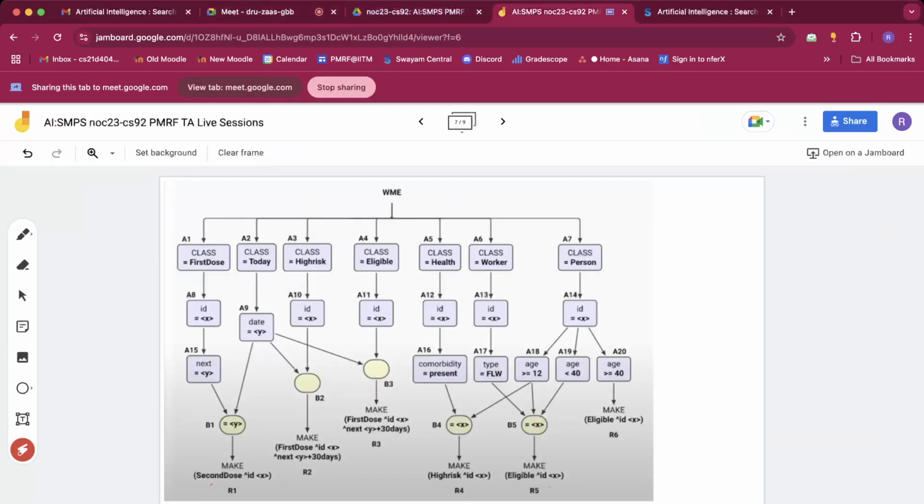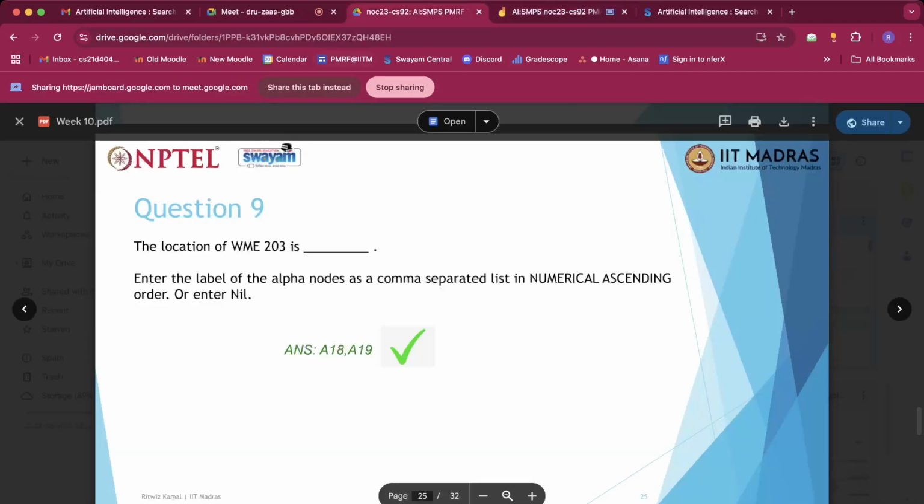So if we think about it, a person with ID X, ID Jimmy, that is covered in A14, but we can go a level further down, which will give us information about the age of Jimmy, and that will be 25, so that will be between 12 and 40. So both A18 as well as A19 would host the information that is being conveyed by working memory element 203. So our answer would be A18, A19.